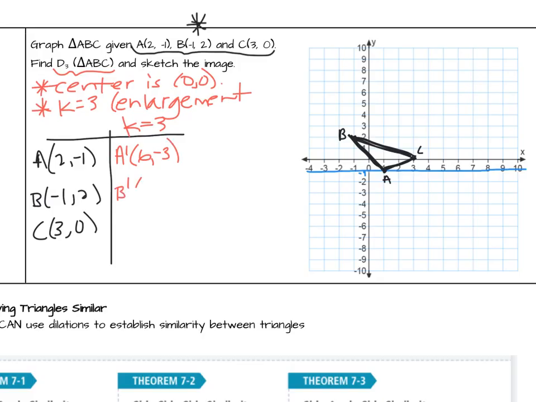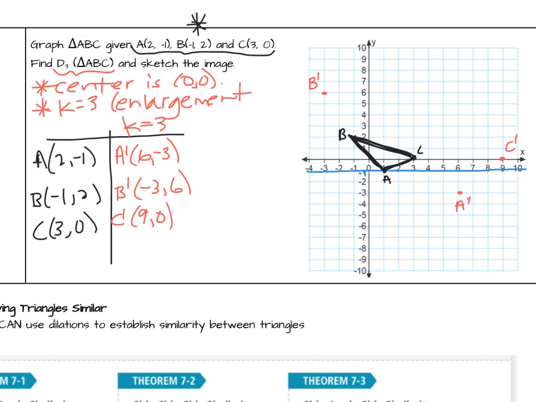B prime is going to kind of flip that around. -1 will go to -3, and 2 will go to 6. And then C prime will go all the way over from 3 to 9, but then 0 is going to stay 0. Let's plot those 3 new points to see how much bigger our shape looks on our graph. If A is at 6, -3, that's way over here to A prime. B is at -3, 6, that's way up here for B prime. C to C prime goes all the way over to 9, 0.